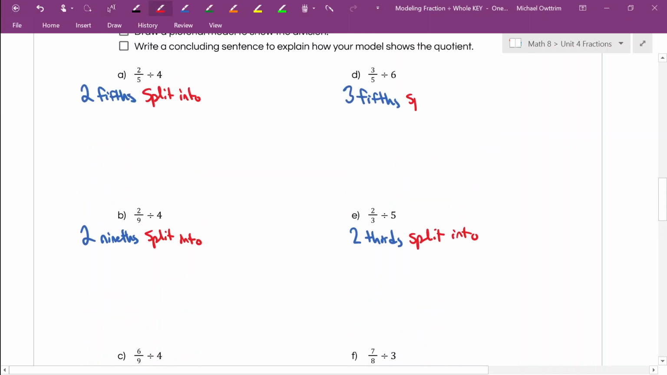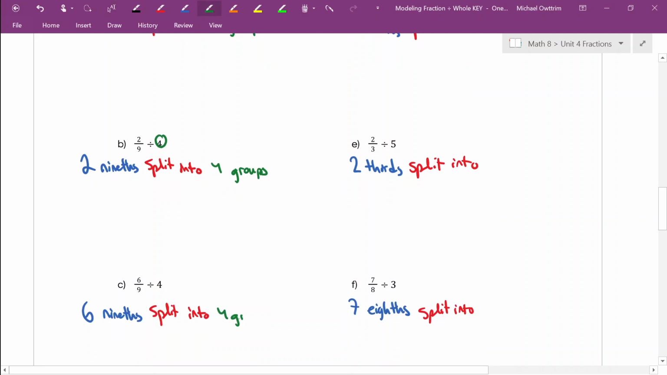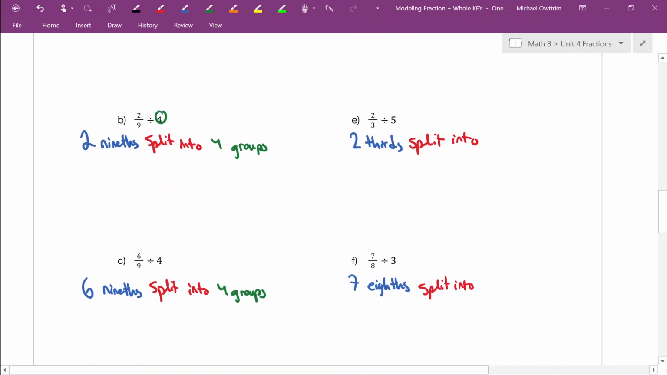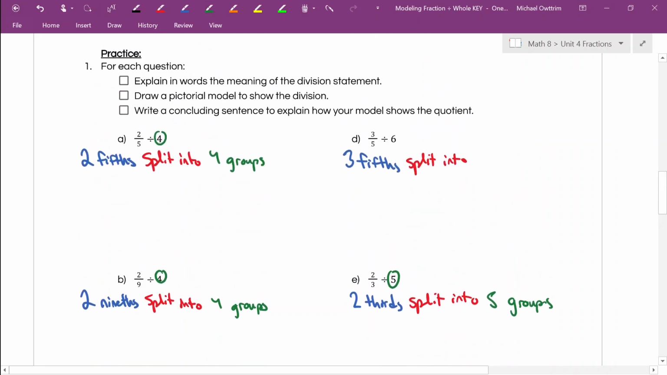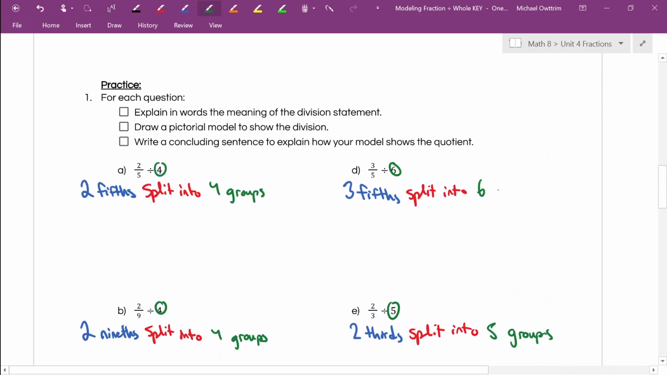Now, of course, our divide is always "split into." And then our whole number is going to be treated as our number of groups. So 4 groups, 4 groups, 4 groups, 3 groups, 5 groups, and 6 groups.